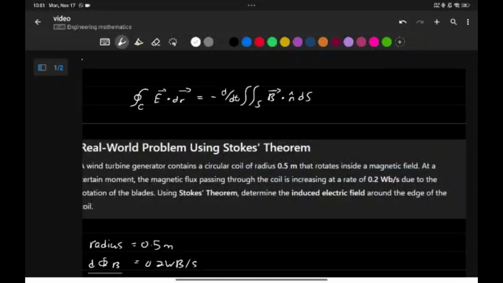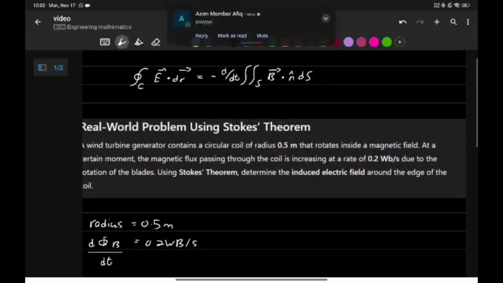Now, let's see how Stokes' theorem applies in the real world. In electromagnetism, Faraday's law of induction uses Stokes' theorem directly, as we can see in the equation. This means the circulation of the electric field around a loop equals the rate of change of magnetic flux through that loop, the principle behind electric generators and transformers. So when you rotate a coil in a magnetic field and generate electricity, you are literally applying Stokes' theorem in action.